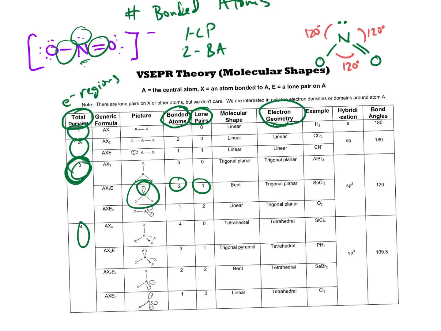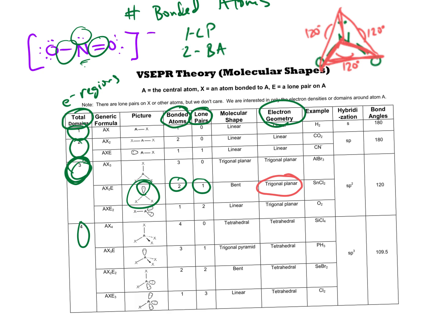Does that make sense? So what's the electron geometry called? Trigonal planar. Why do we call it that? Because it looks like a triangle, and it's all in one plane. It's all on the same plane, like a sheet of paper. There's one plane, right?